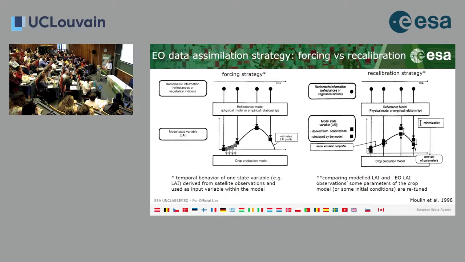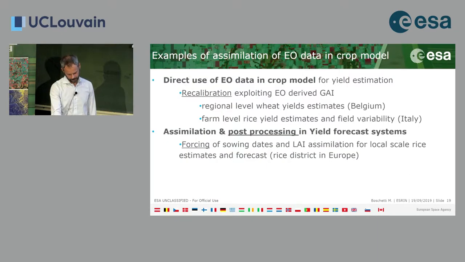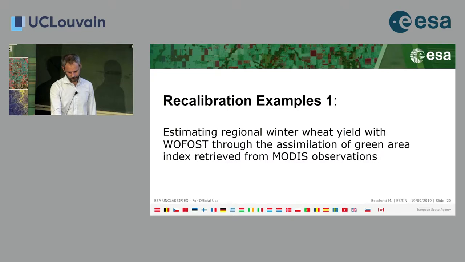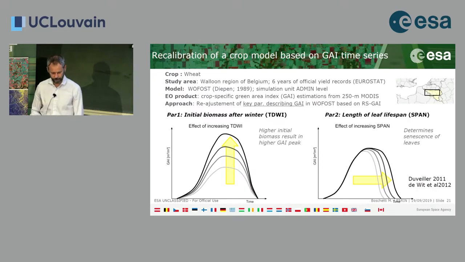So with that, just to see that we can ingest remote sensing information in the model. And to do that, we can reduce the uncertainty the model expresses, so better provide yield estimates. This can be done in different ways. Here is an example of what the colleague from Louvain did.